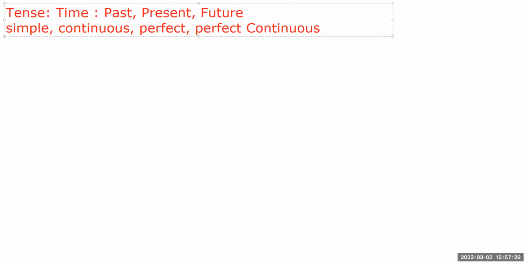Okay, so these four types for each three, so that becomes 12. So let's begin with the first type, and for our convenience, for understanding, we'll take present tense, and in present tense we'll go for simple present.